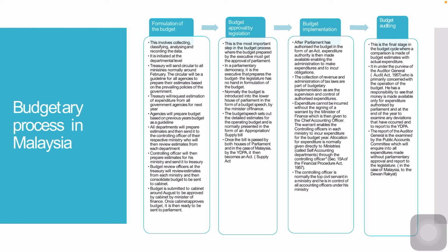So the report of the Auditor General is very important, and it is being examined by the Public Accounts Committee. Korang pernah dengar kan? PAC kan? Ni ada belajar dalam PAD 102 masa awal-awal semester. Lagi korang dah tahu dah PAC tu siapa. Which will inquire into all expenditure made without parliamentary approval and report to the Dewan Rakyat. So itulah kita katakan dengan budgeting audit, atau kita kata budget audit lah. So basically budgetary process in Malaysia ni dia ada 4 proses, tapi setiap proses tu makan masa yang sangat lama.